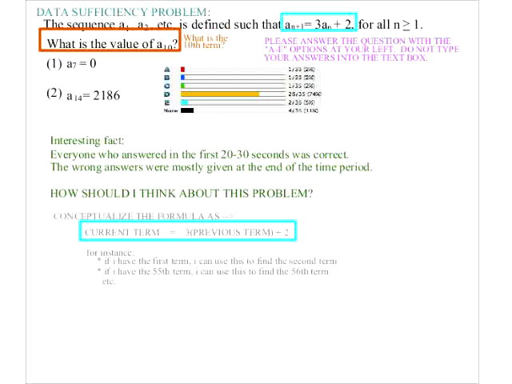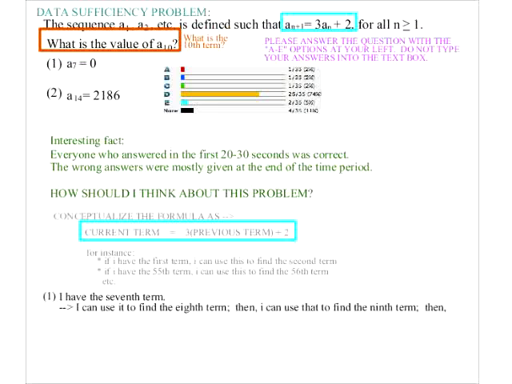So with statement 1, I've got the 7th term. So I don't have to actually calculate anything. I mean, again, this is the key. We've mentioned this in a couple of other study halls, but this is the attitude you've got to have with data sufficiency. I have the 7th term. Therefore, I can use it to find the 8th term. Then I can use that to find the 9th term. Then I can use that to find the 10th term. So that's sufficient.